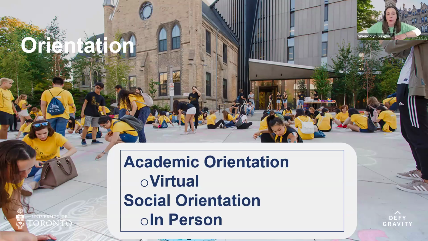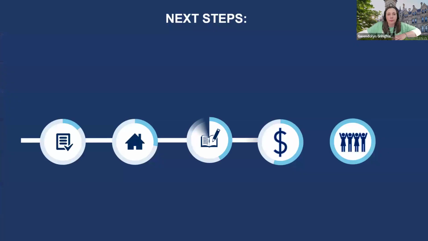Orientation is something that we probably will talk a lot about to you because of how important it is for getting you set up for success. There are two parts to orientation. There is an academic orientation, which is completed virtually and provides students with all the information they need in regards to their academics. But there's also a social orientation, which is in person, and the photo in the background there shows you a little bit about what that might look like, but it gives students an opportunity to get to know some of their peers and to make friends and to learn a little bit more about the campus as well.